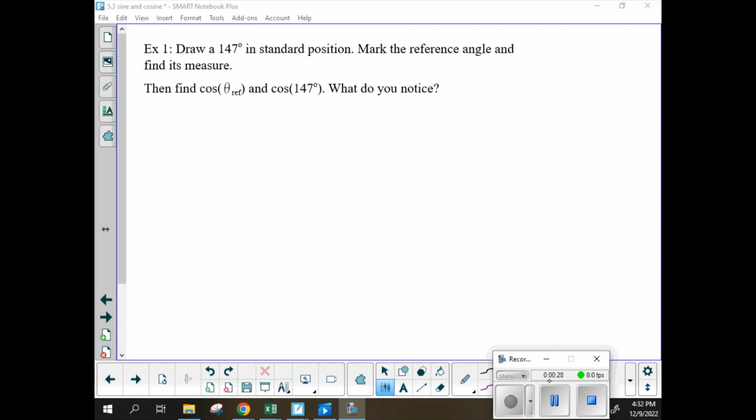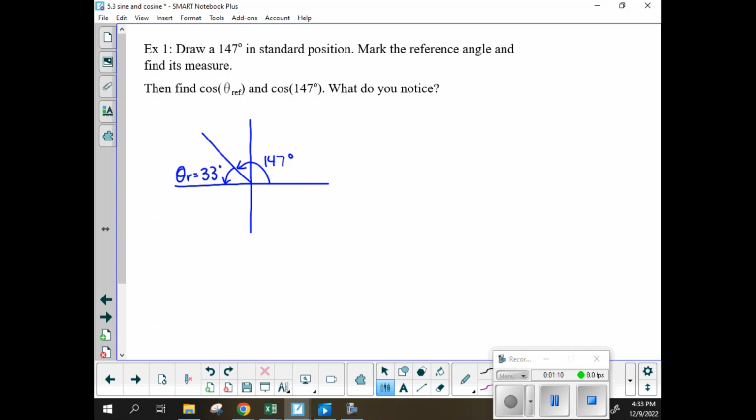So we're going to draw a 147-degree angle in standard position, always in standard position. Mark the reference angle and find its measure. And then, here's the new piece, let's find cosine of both the reference angle and cosine of 147 degrees. And there's some little observation to make there. So let me go ahead and sketch 147. This is theta. Our reference angle would just be 33 degrees. Check your arrows on that, your arc directions. Is that all working out okay?